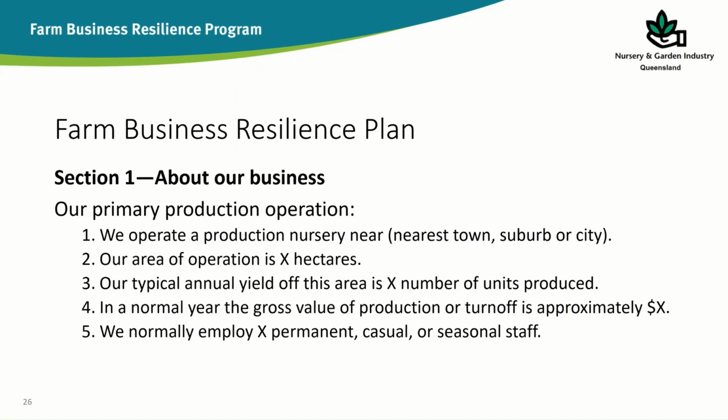Our primary production operation is where you add details of the primary production operation under 5 separate headings. For example, we operate a production nursery near whatever your closest town is. The area of our nursery is the area of the property. Our typical annual yield off this area is how many plants or units are produced. In a normal year, the gross value of the production is approximately so many dollars gross income from plant production. We normally employ so many permanent, casual, and/or seasonal staff.